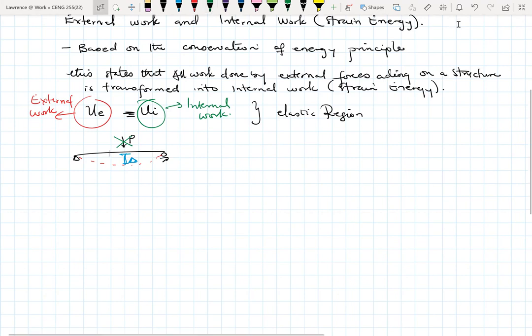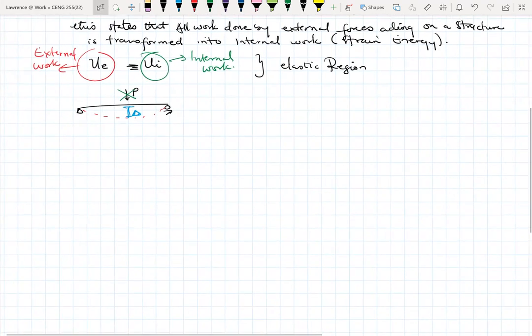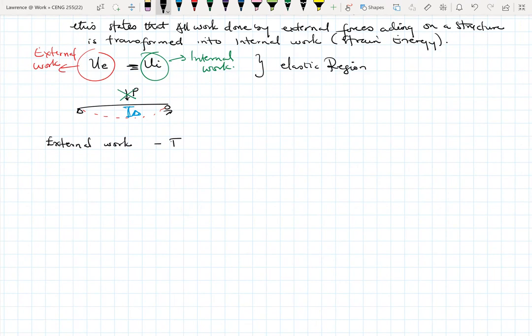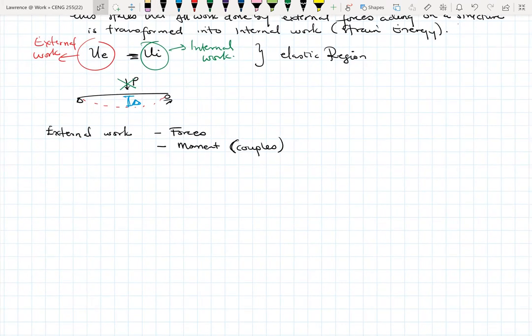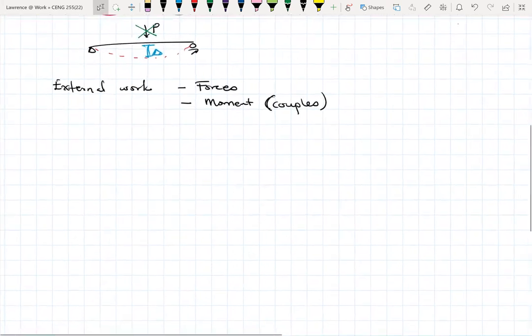So based on that, let's say we take, for example, the external work. We can look at the external work done by external forces and also done by moments, or some will say couples. Okay. So the external work is simply the work done by external loads, and these loads can be forces, and they can be moments. Okay. So let's look at the work done by an axial force or an axial load.